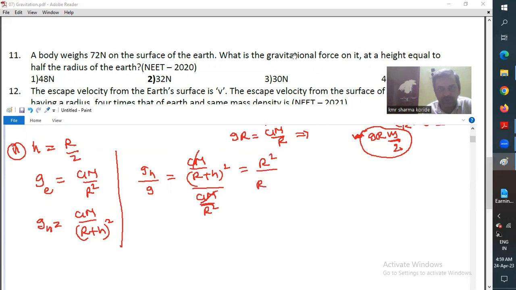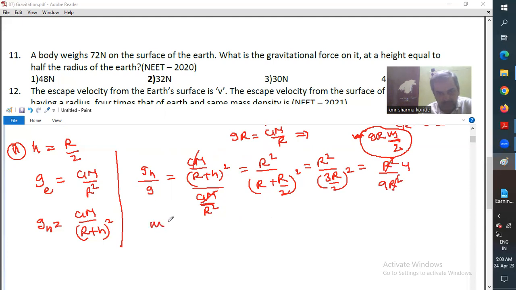Here h they mentioned as R by 2. So this is R square by (R plus R by 2) whole square. Now 2R plus R is 3R, so 3R by 2 whole square. So this is R square by 9R square by 4. The R square goes off, so 4 by 9.